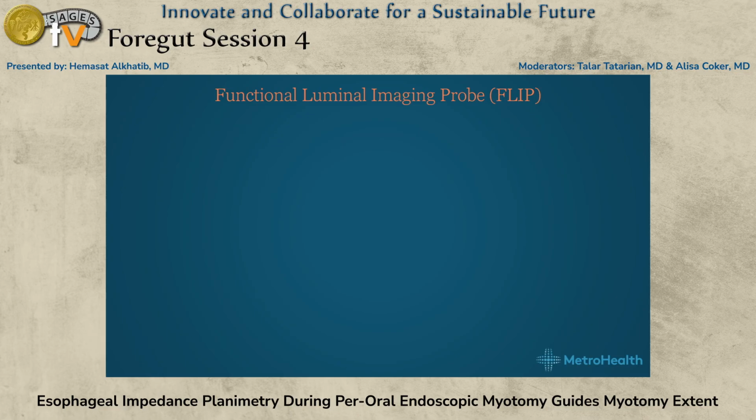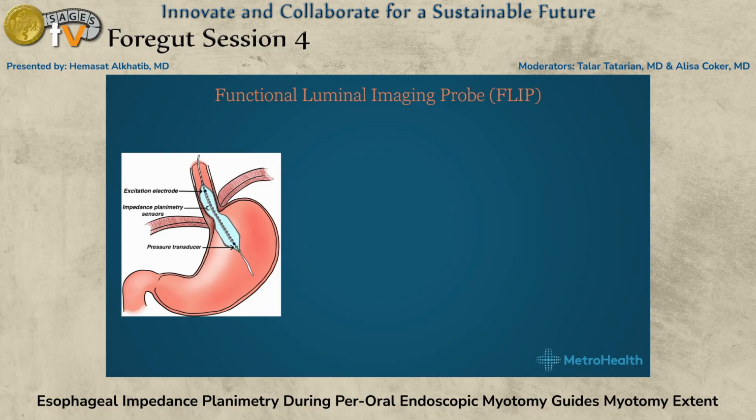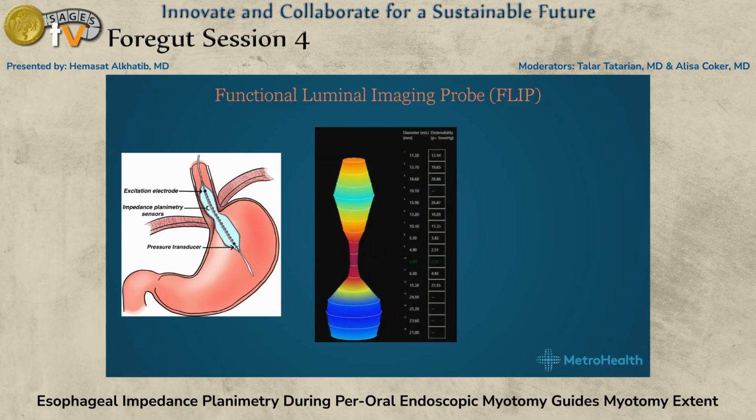Briefly, just to go over what functional luminal imaging probe technology is. It's a balloon-based catheter, and it has these electrodes along its length that use impedance planimetry sensors to give you geometrical measurements of your sphincter. And in our case, this is the lower esophageal sphincter. And it takes that data and gives you a visual representation of what you're seeing in real time.